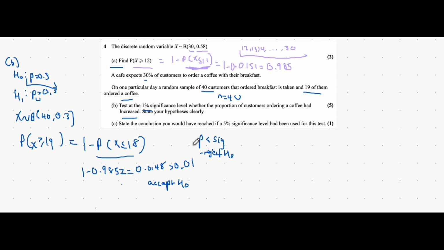Lastly, let's move on to part C of this question. It says, what change would happen if the probability was compared to a 5% significance level? Well, in that case, the probability that we found actually ends up being less than the significance level, which is now 0.05. And that means that you reject H0, which means that the alternative hypothesis has to be true, which means that the proportion of customers ordering a coffee has increased. That's what you'd say as your contextual statement. I'll just type that out quickly.